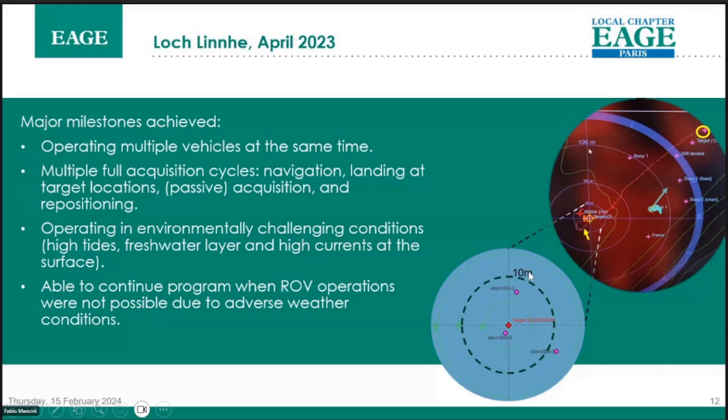And you can see in this diagram that toward the end of the test, we got better and better. We were able to land within a 10-meter accuracy, in some cases even within a 5-meter accuracy. And although we were on a loch, the conditions were quite challenging. We had high tide, we had some freshwater layer because of snow melting off the mountains, and there was quite high current at the surface. Furthermore, there were a couple of days where the weather turned quite nasty, so that we couldn't perform any ROV operation, but we were able to continue our program underwater without any issue at all.